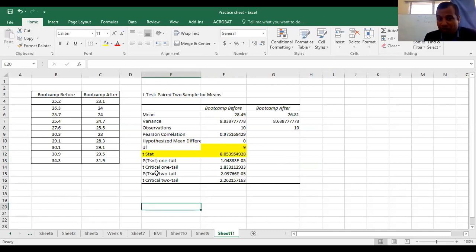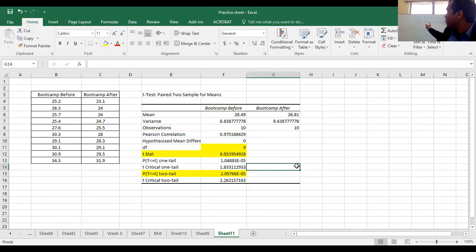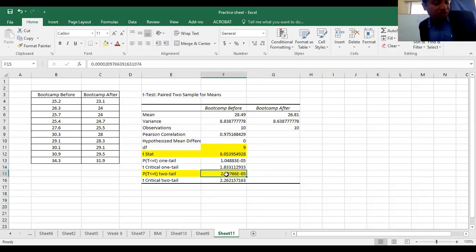Over here, the p-value is given. Excel gives you the p-values. So look at the p-value for the two-tail test. What is the value? It's 0.00000, which is less than the 0.05 alpha. It's a very, very minimal value, right? The p-value is coming 0.00001 or something, and of course that will be less than 0.05.